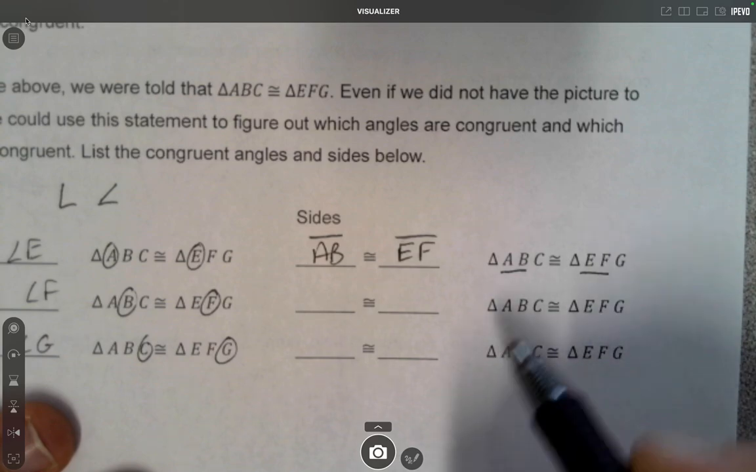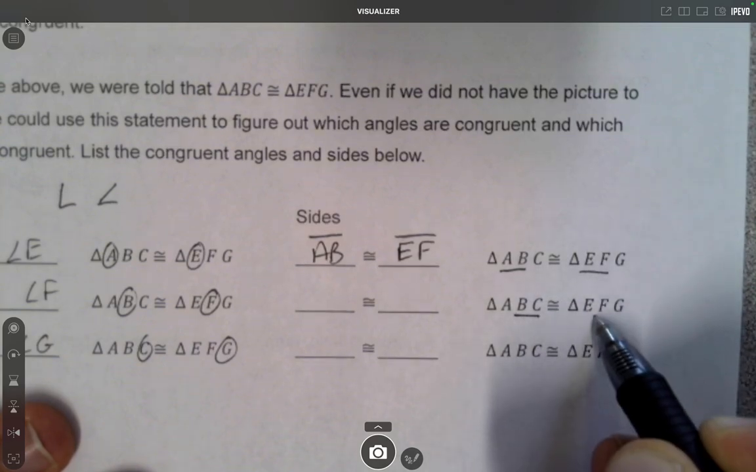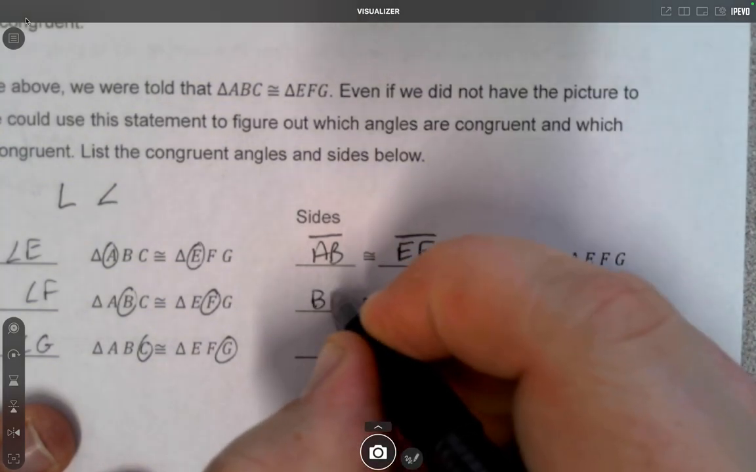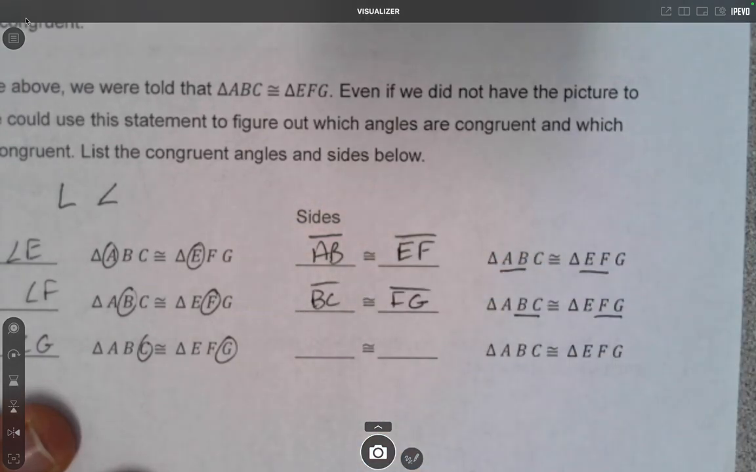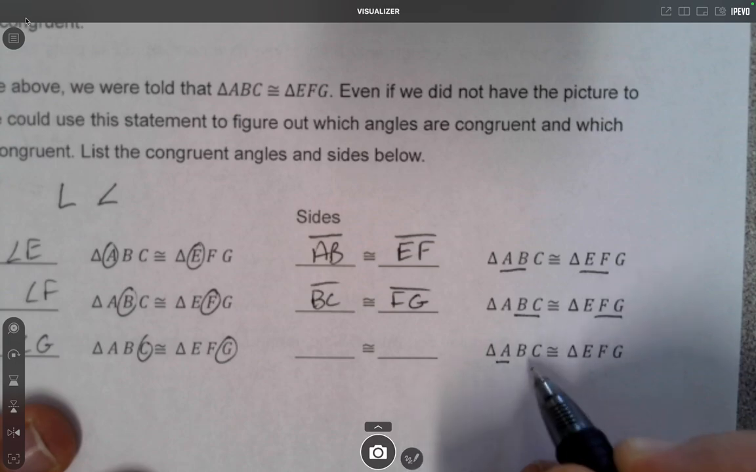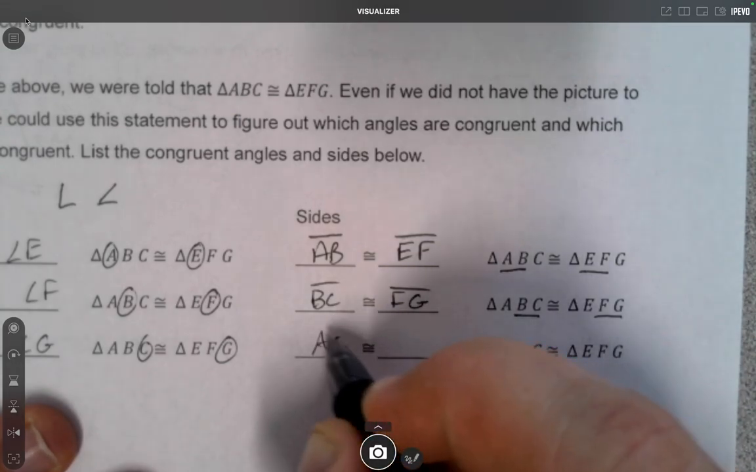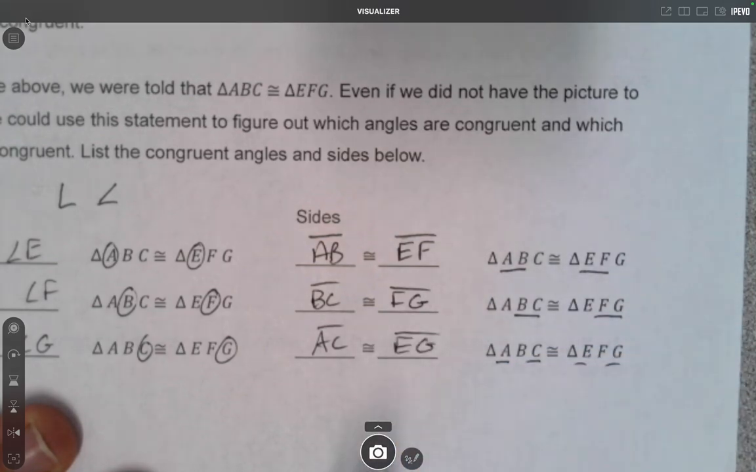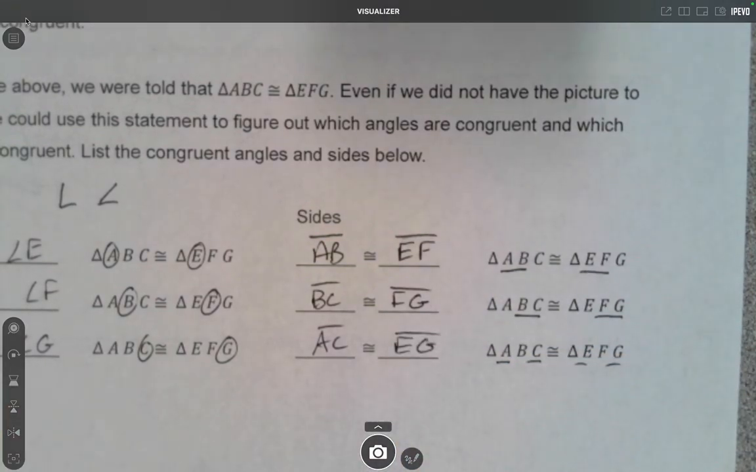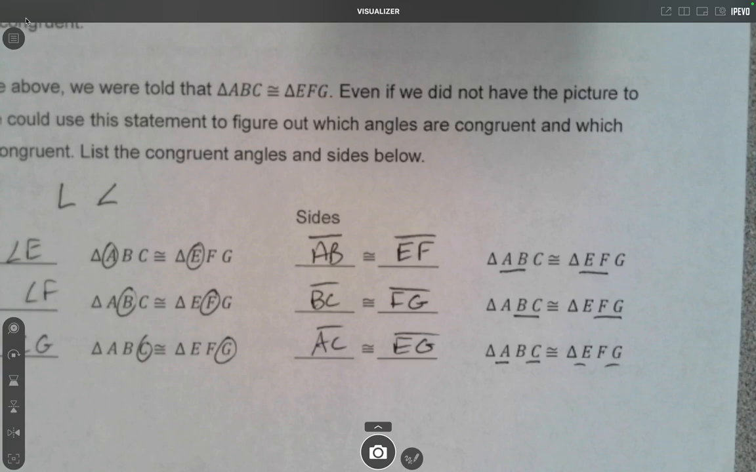Same would be true of the second two letters listed, BC and FG. So side BC is congruent to side FG. And we also have the combo of the first and last letters. AC is congruent to EG. And I'd encourage you, if you've got your paper in front of you, pause this and look back at the triangle and see how the way they named it really does correspond, and put everything in the order we need to know what goes with what.